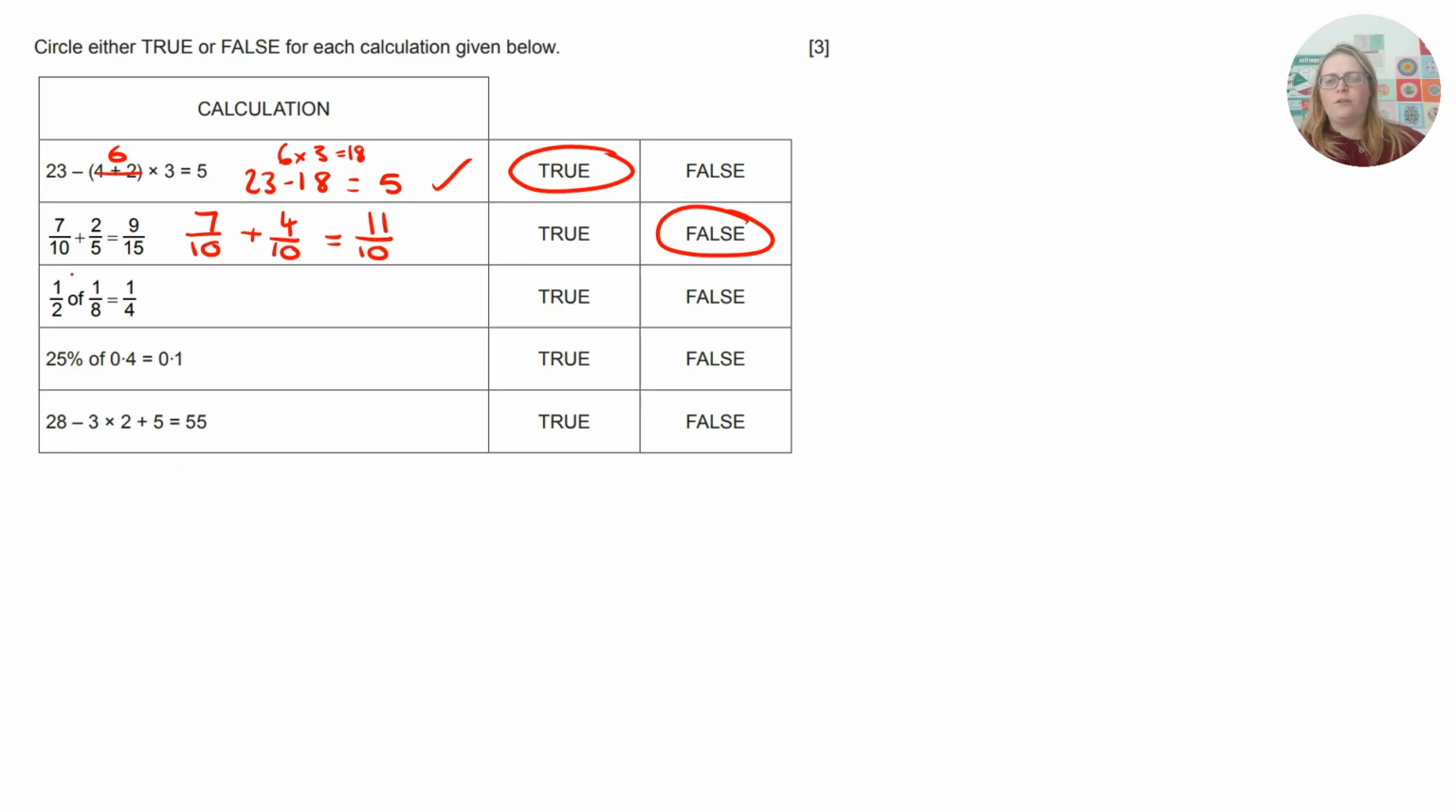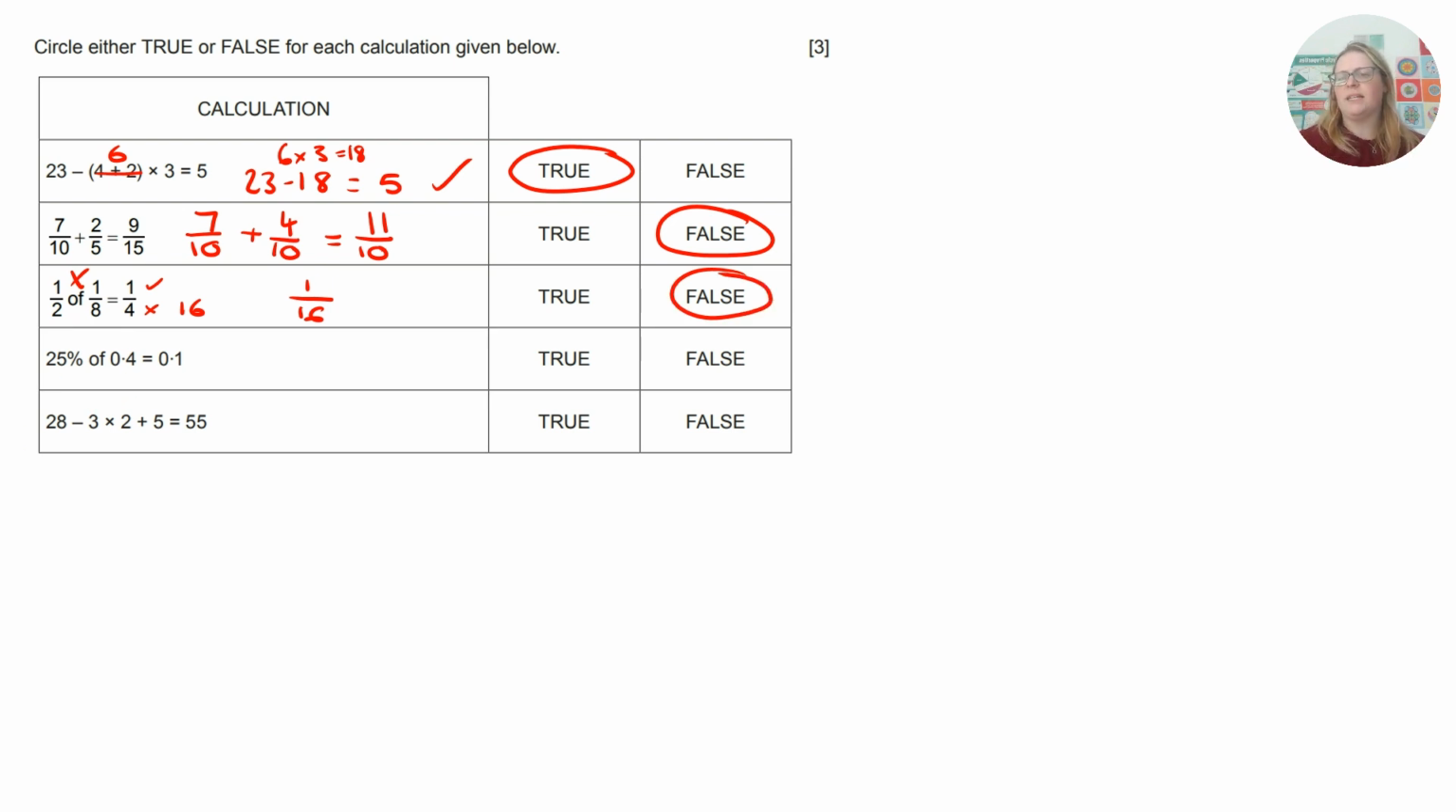Third one, the word of means to times. So 1 times 1 is 1, correct? 2 times 8 is not 4. 2 times 8 should have been 16. So our answer should have been 1 over 16. So we can say that one is false.